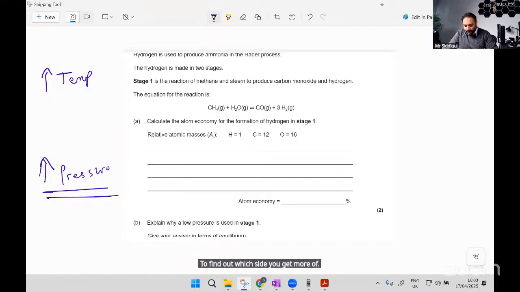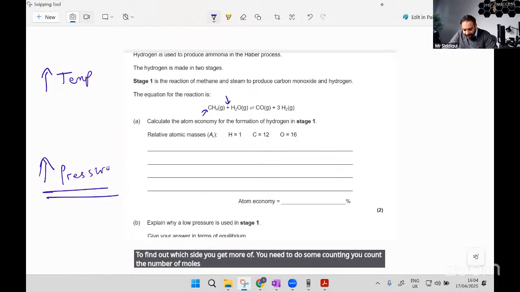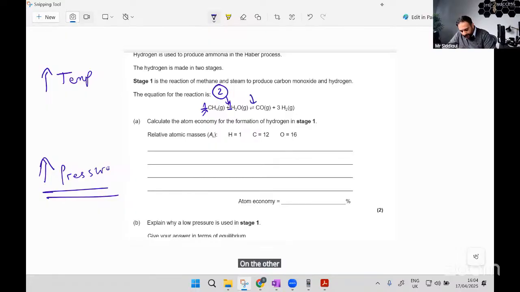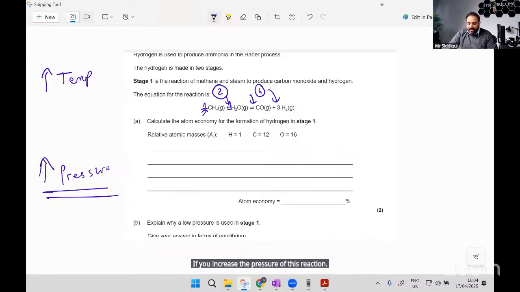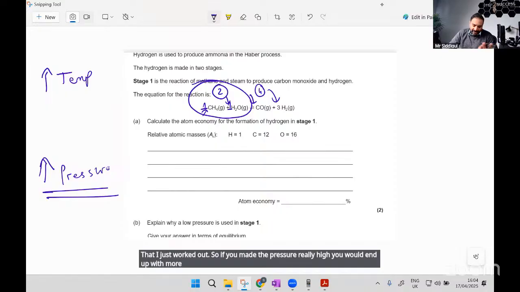If you increase the pressure of any reversible reaction, to find out which side you get more of, you need to do some counting. You count the number of moles on each side. On this side, there is one there and one there, which makes 2 altogether. On the other side, there is one there and 3 there, which makes 4 altogether. If you increase the pressure of this reaction, we get more of the side which has the lower number that I just worked out. So if you made the pressure really high, you would end up with more of that side, the methane and the water, that side.